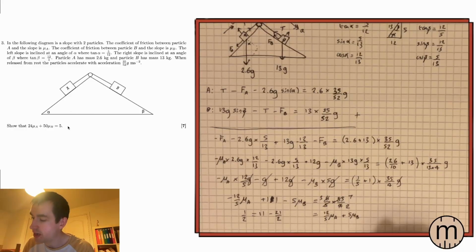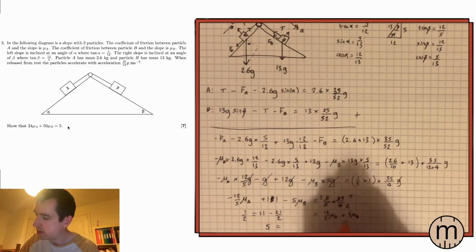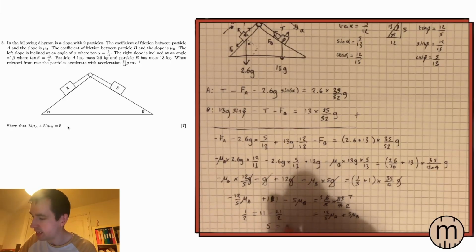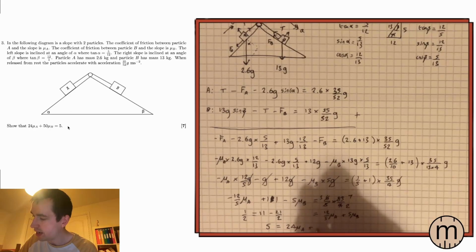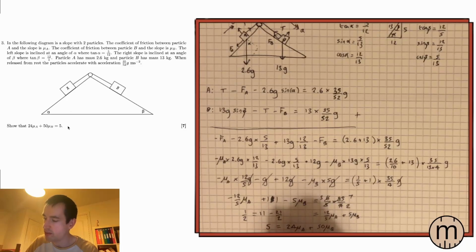And then finally from here, let's times everything by 10. 10 times half is 5. 12 over 5 times 10 is 24. And 5 times 10. Hopefully no more mistakes for today. 5 times 10 is 50.